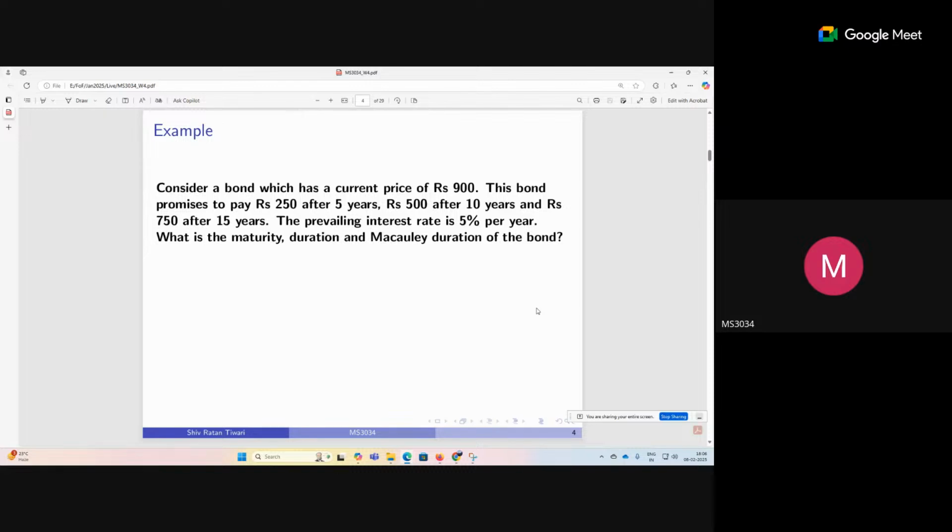Here there is a bond which has a current price of 900 rupees, and this bond promises to pay 250 rupees after 5 years, 500 rupees after 10 years, and 750 rupees after 15 years. It is also said that the prevailing interest rate is 5% per year, and it asks you to calculate maturity, duration, and Macaulay duration, and the definitions are given in the previous slide. I will take a pause of 20 seconds and ask you to attempt, and then I will show you the solution and we can match the answers.